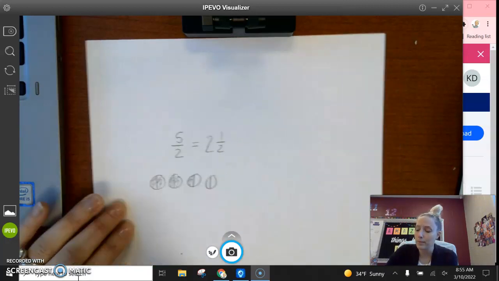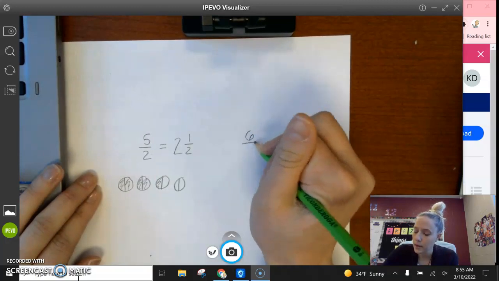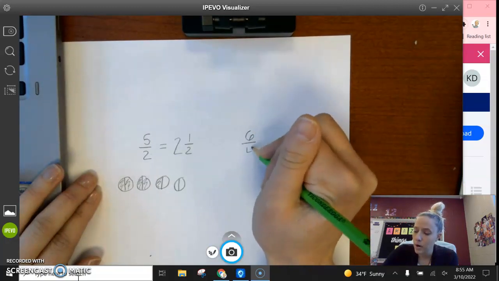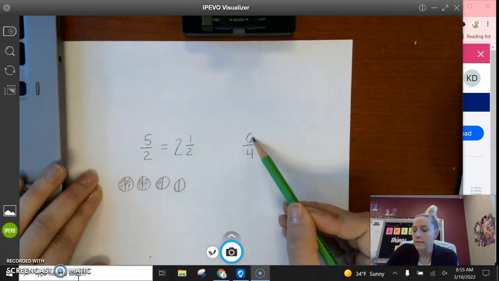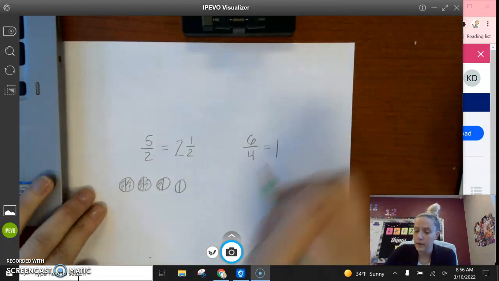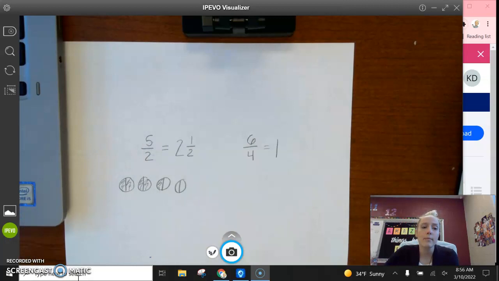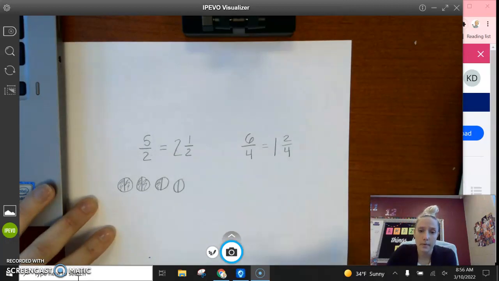All right, one more example. Let's do 6 over 4. How many times does 4 fit into 6? 4, 8. Oop, that's too high. So only 1 time. And if I'm at 4, how many more to get to 6? 4, 5, 6. 2 more. And the denominator stays the same.